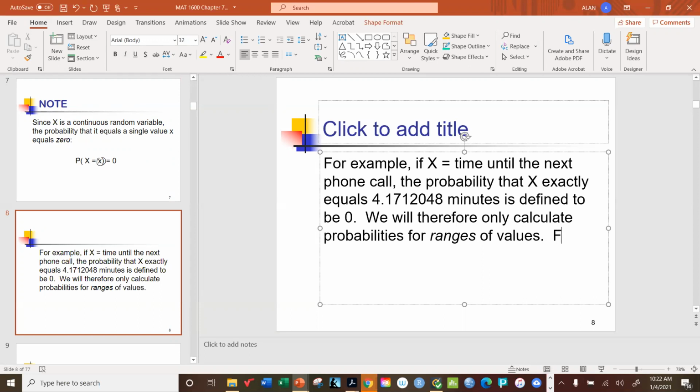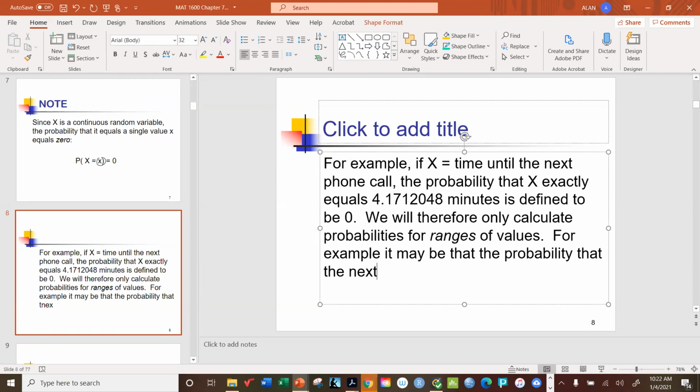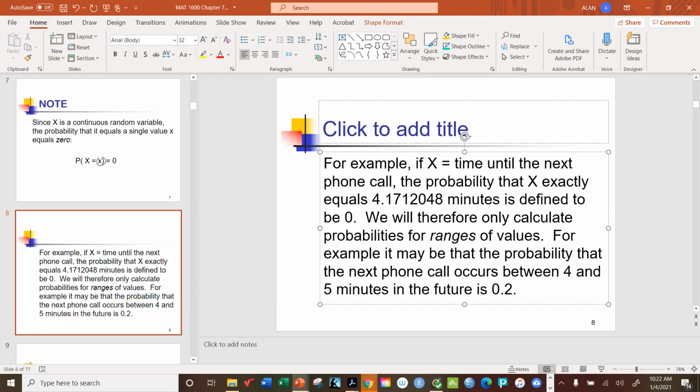So in other words, for example, it may be that the probability that the next phone call occurs between, let's say, 4 and 5 minutes in the future is, let's say, 0.2. That you can do, okay? You can calculate the probability of being between 2 points, but you will always assume that the probability of having a specific value is just 0.